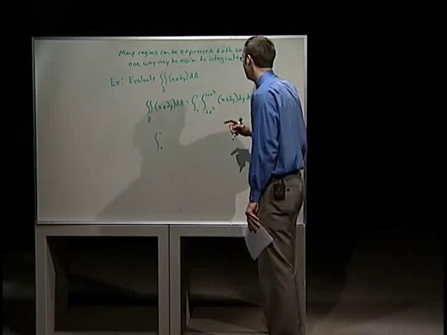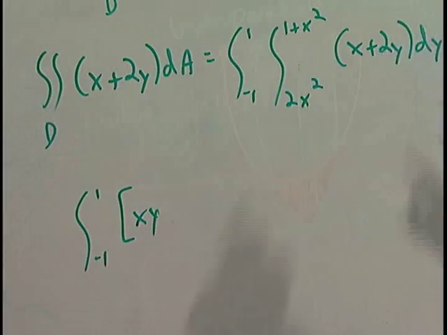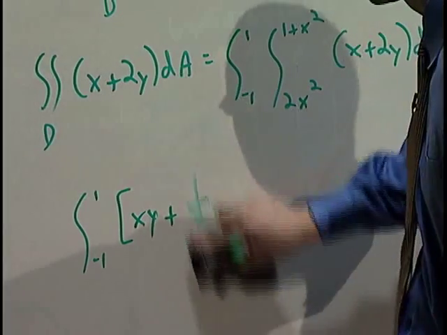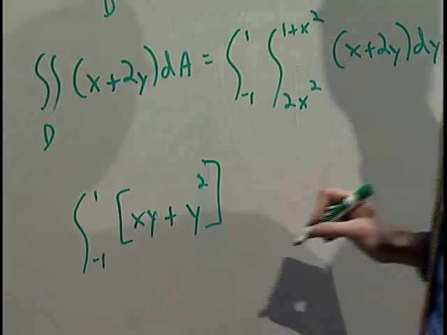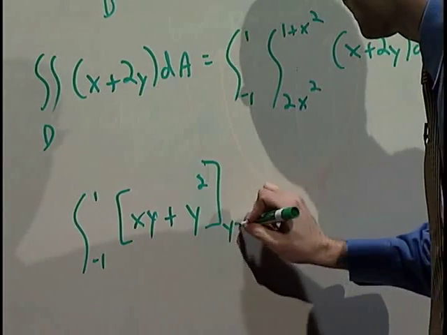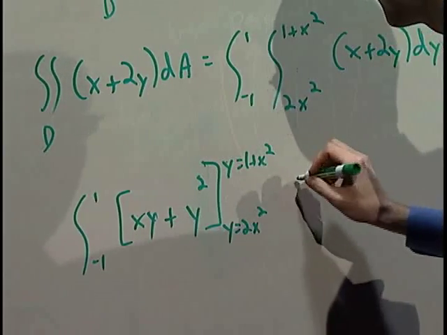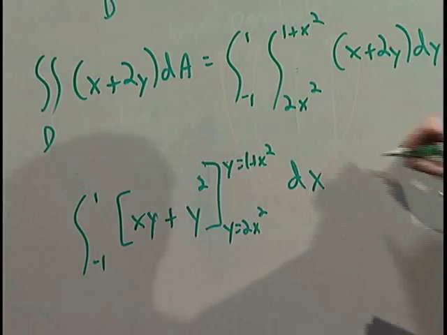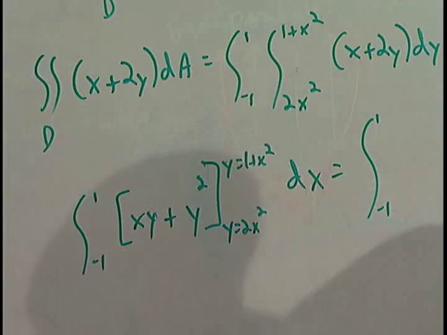Okay, so integrate with respect to y first, so we leave the x stuff alone. x is treated like a constant, so this ends up being xy. And the integral of 2y is y squared. And then the limits here are y equals 2x squared and y equals 1 plus x squared, and we still have this dx hanging around out there. All right, and then you integrate, so you do all this out here. Do I want to actually do it out?